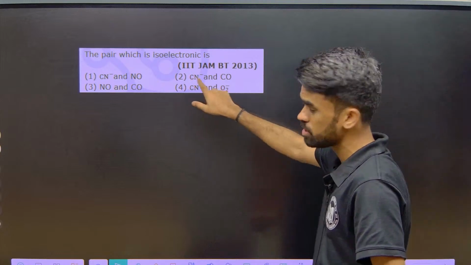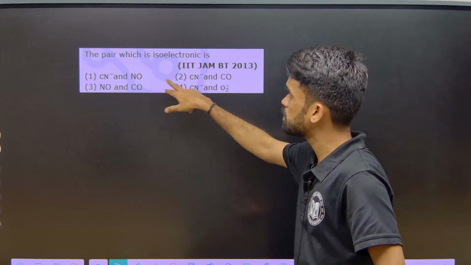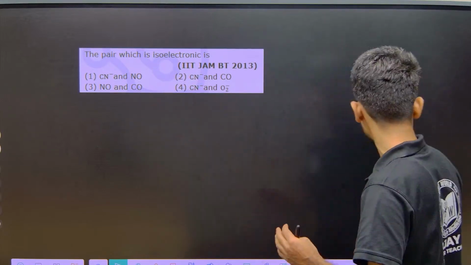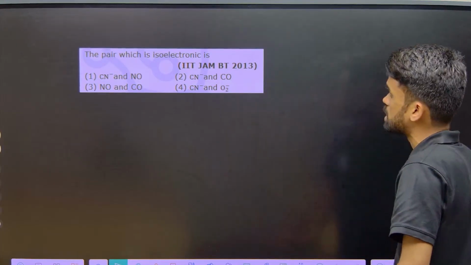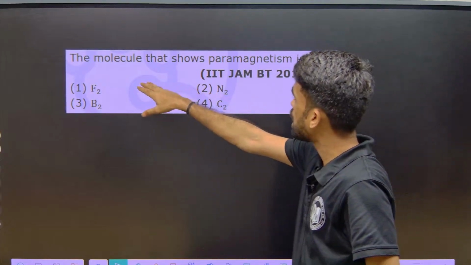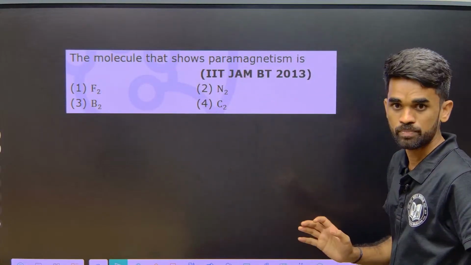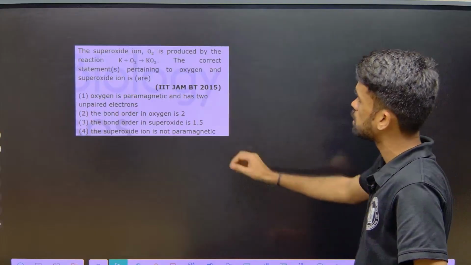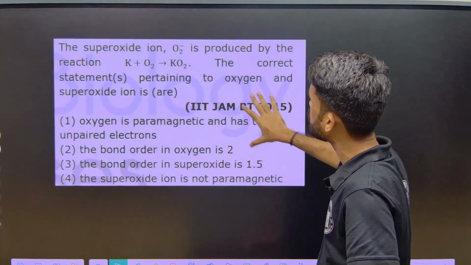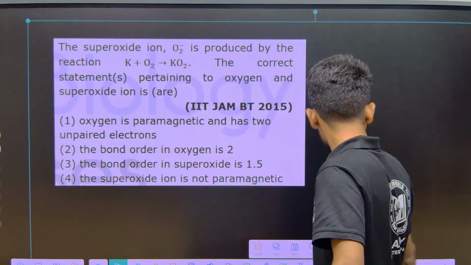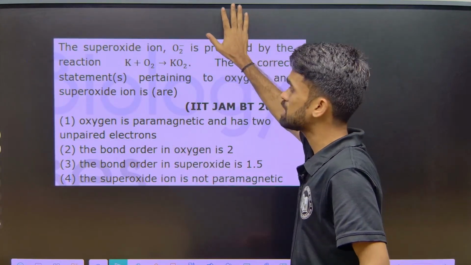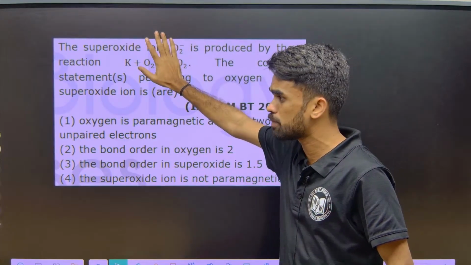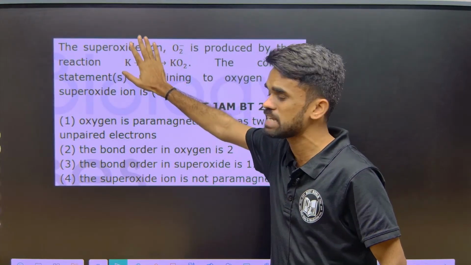This is the question they are asking: isoelectronic species among the following. I will make you solve this question by the end of this session. And look here, the molecule that shows paramagnetic nature. I will tell you how to solve this. Here we have a compound like KO2, potassium superoxide. What is its nature? All these things can be solved with the help of molecular orbital theory, in short form MOT.